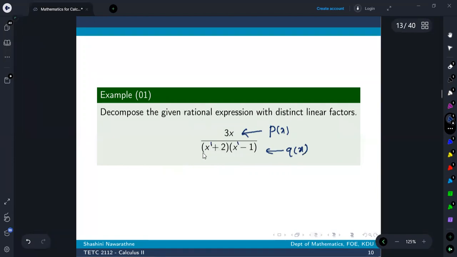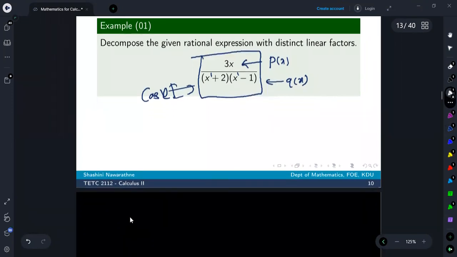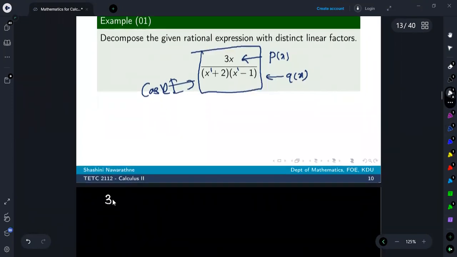So these two are linear factors, and since they are not repeating, we can identify that this problem follows our case 1. So we are going to solve this problem according to the theory related to case 1. I will write the problem first. We are going to find the partial fractions of 3x over (x plus 2)(x minus 1).